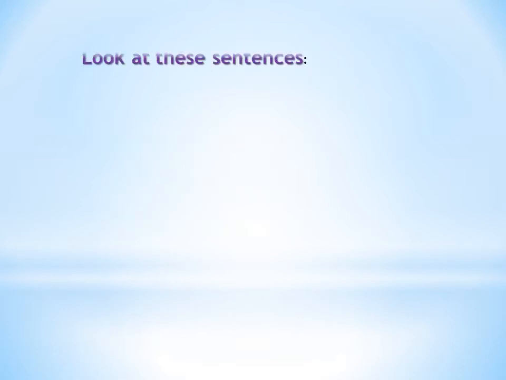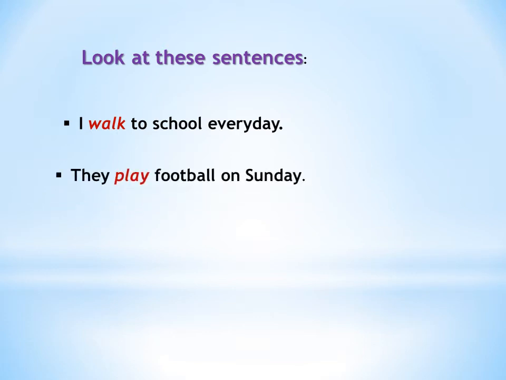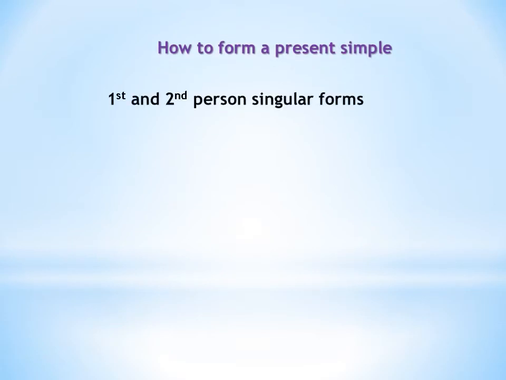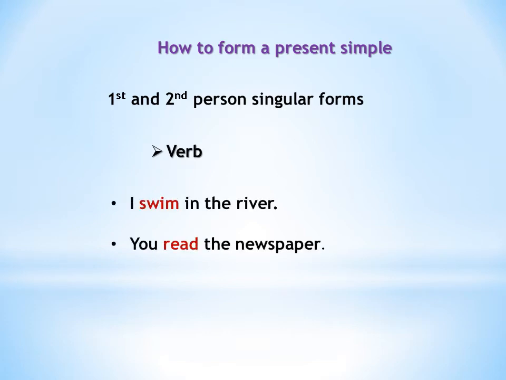Look at these sentences. Number 1, I walk to school every day. Number 2, they play football on Sunday. These are in the present simple tense. How to form a present simple? For first and second person singular forms, we simply use the first conjugation of the verb اللي هو التصريف الأول للفعل. For example, I swim in the river. You read the newspaper.